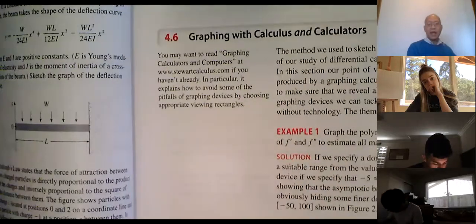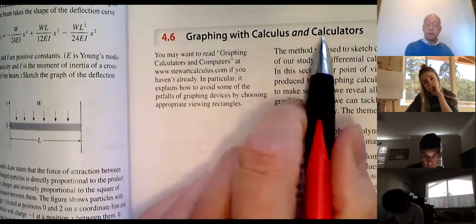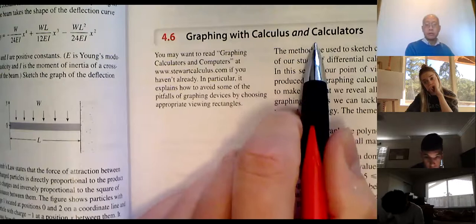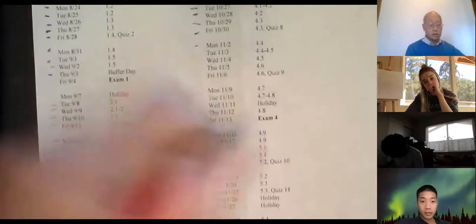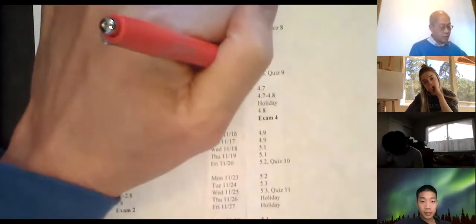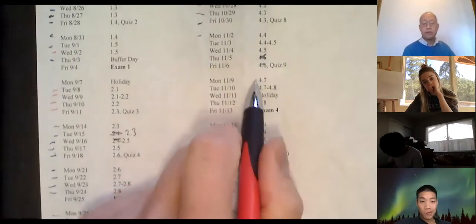4.6, the topic is graphing with calculus and calculators. Well, I'm not requiring you to have a graphing calculator, so that's why we're skipping 4.6. Even though it says 4.6 on the schedule, we're not doing 4.6 at all. So it's almost like that's off the table, so to speak. Okay, so we're going to go from 4.5 to 4.7.